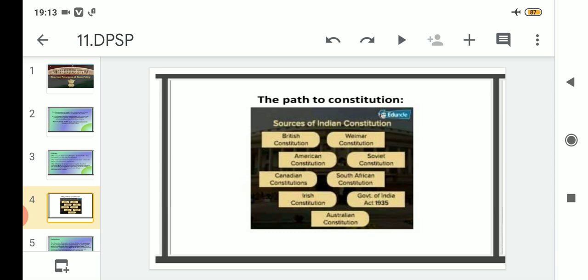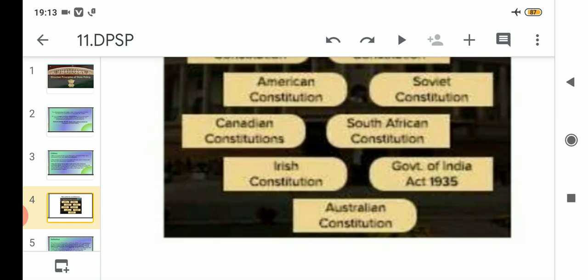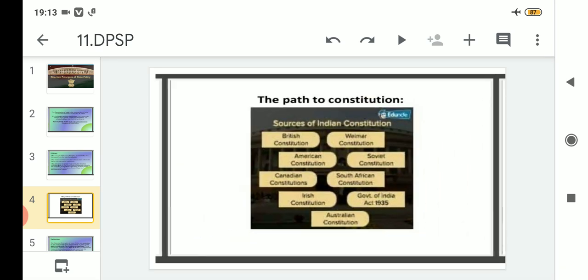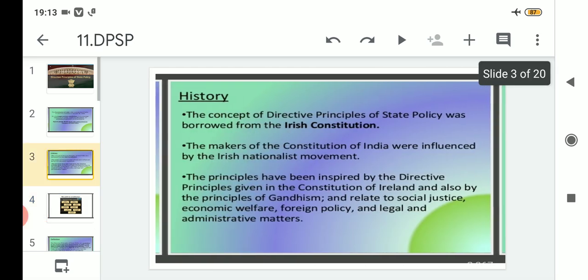So regarding directive principles of state policy, this example was carried over from the Irish Constitution. Clear? So the concept of directive principles of state policy was borrowed from the Irish Constitution. The makers of the Constitution of India were influenced by the Irish nationalist movement. As I have told you earlier, the framers who were involved in the preparation of the Indian Constitution were very much inspired by many countries' constitutions.